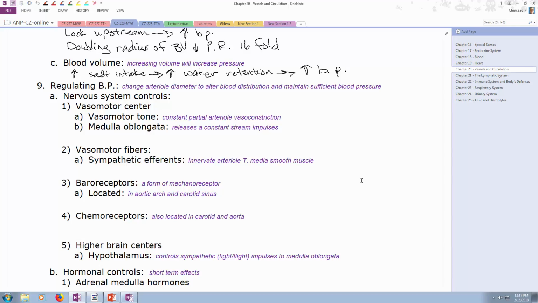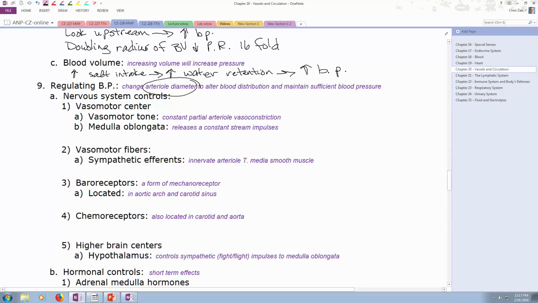Now, how does our body regulate our blood pressure? The easiest way to actually adjust our blood pressure is to work on arterial diameter. So remember, arterioles are the little guys right before capillary beds. We start squeezing them down, increase pressure; dilating them up, decrease pressure. That is the area where we have the biggest bang for the buck as far as adjusting our blood pressure and blood distribution.